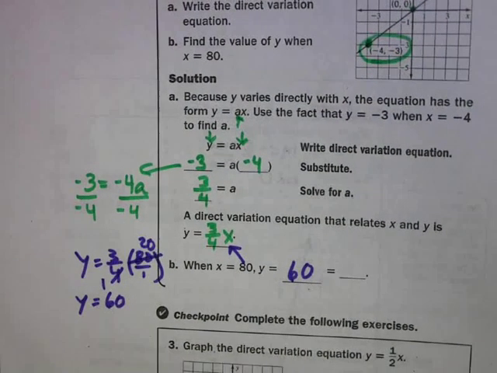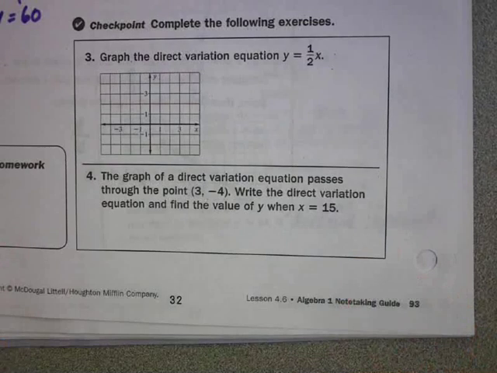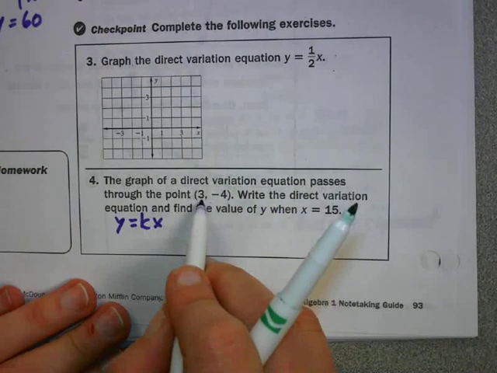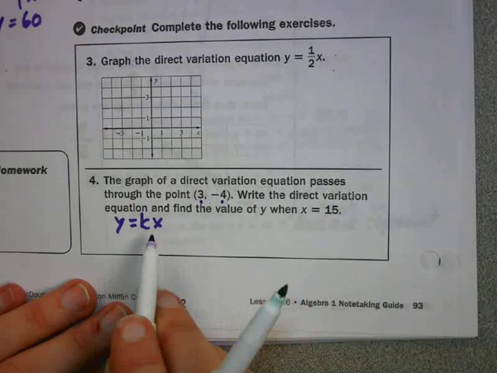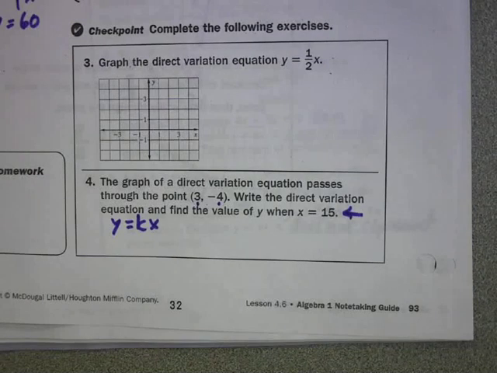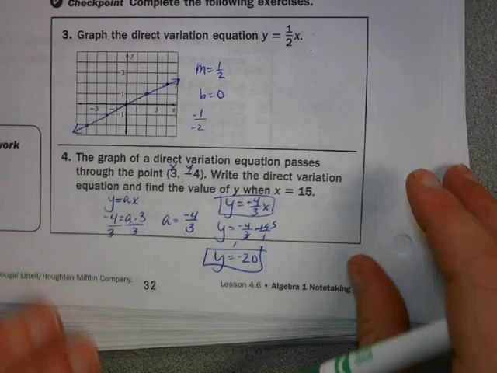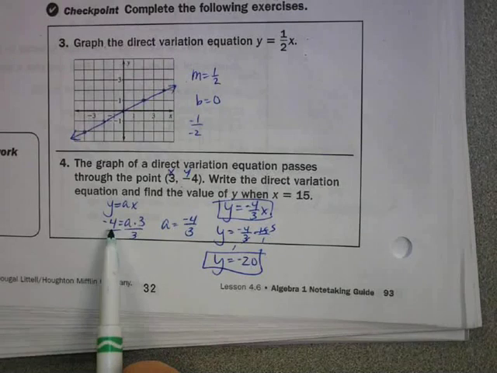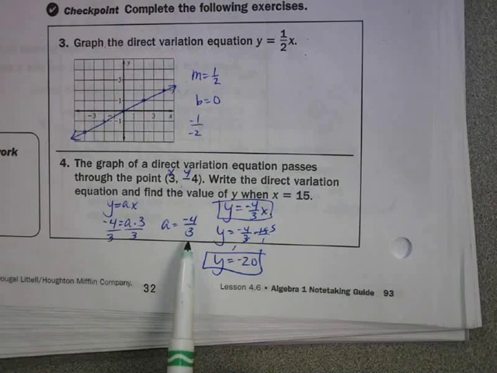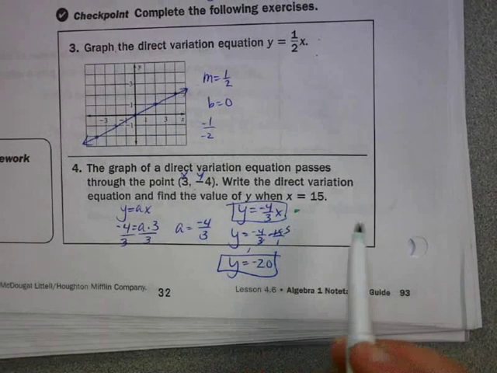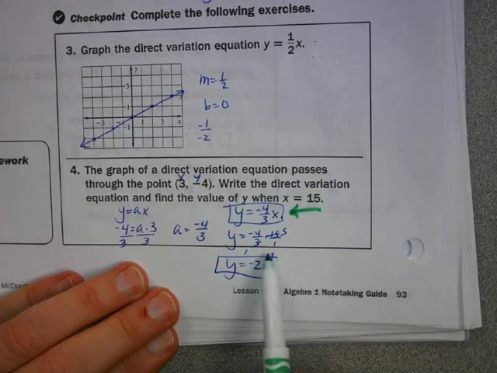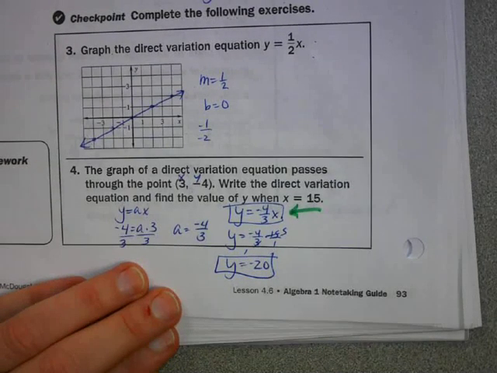Okay, so what you're going to do down here on number 4 is the same thing. It's y equals kx or y equals ax. Here's your x, here's your y. Plug them in, find the equation, and then once you do, see what it would be when x is 15. All right, so here's my answers. I plugged -4 in for y and 3 in for x. Divide by 3, and my constant ends up being -4/3. So here's my equation. Now, if x was 15, I plug it in, and it simplifies to y being -20.